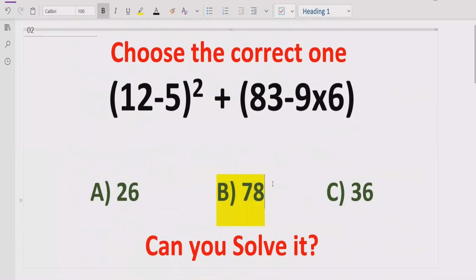So I hope you understand how you can solve the given expression using the PEMDAS and BODMAS method and find out the correct result.